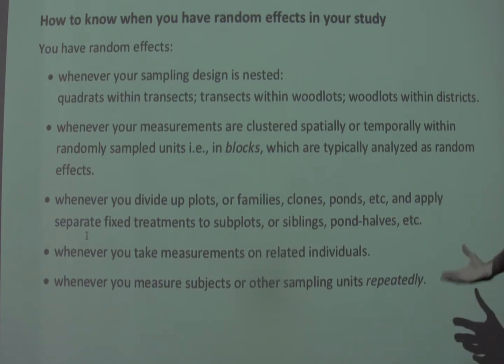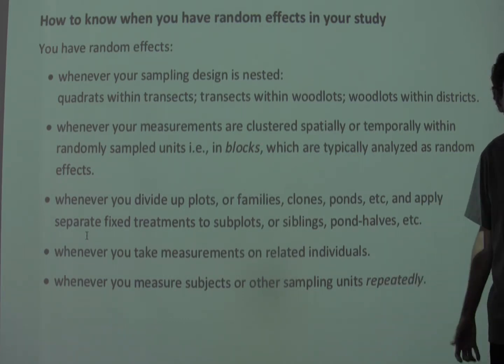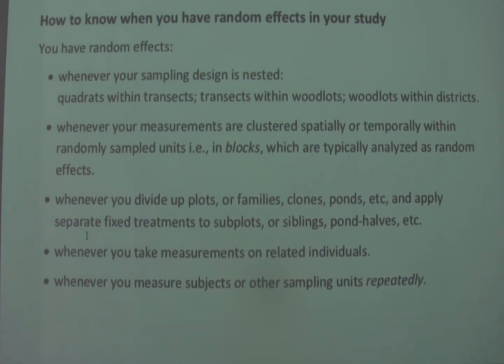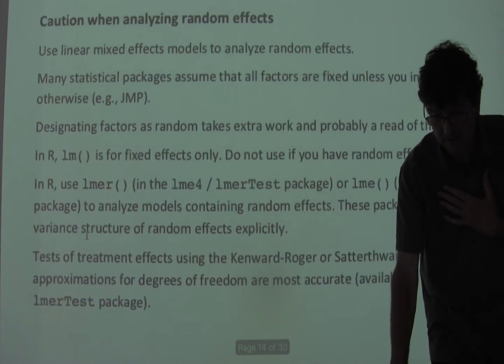Whenever you divide up plots or families, clones, or pots, and apply separate fixed treatments to subplots of those plots. When you divide families in two, and one group of siblings gets one treatment and another gets the other. Whenever you make measurements on related individuals, and whenever you measure subjects or other sampling units repeatedly, that's when you have random effects.